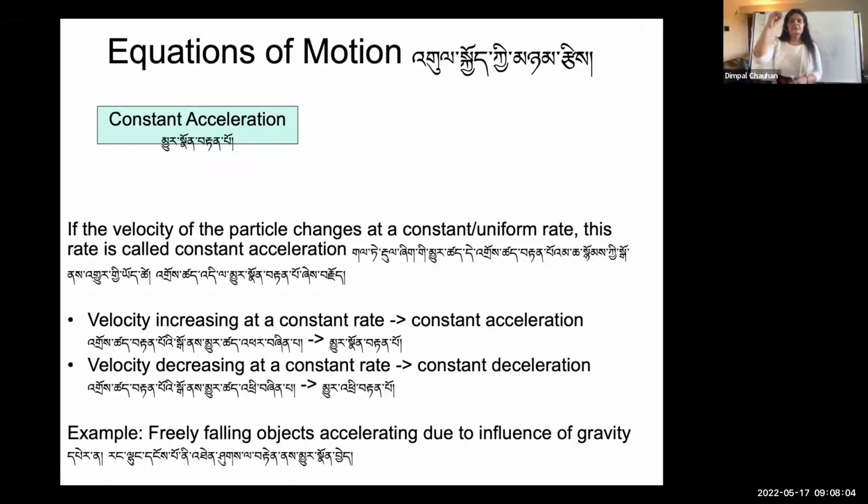So all the freely falling objects, like how Oscar yesterday was dropping a ball. So this is an example, like, where we have constant acceleration, because remember we took g equals to 10 all the time. So freely falling objects accelerating due to influence of gravity. It's a good example of constant acceleration.